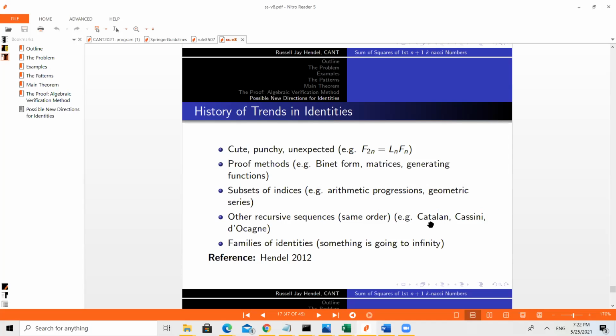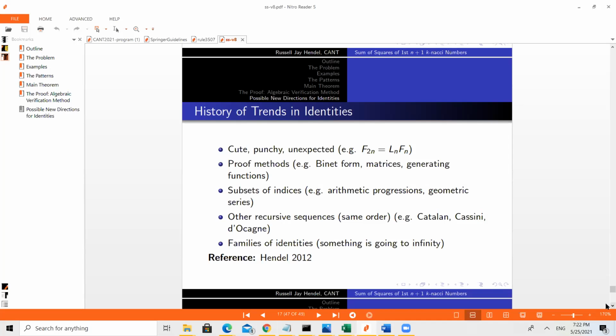And then a last stage that has emerged, in my opinion, in recent years is when you have families of identities and something is going to infinity. So what I want to suggest is the reason we haven't seen that much of this 5th bullet is we don't have good proof methods. You give me an identity, I can prove it using the Binet form. If I can't do it, I'll throw it into some computer algebra system and I'll find the proof. And then, of course, if I post it in the Fibonacci Quarterly, the challenge will be to find a simpler proof. And that happens. Or maybe there's a proof with matrices. But we don't have methods here.